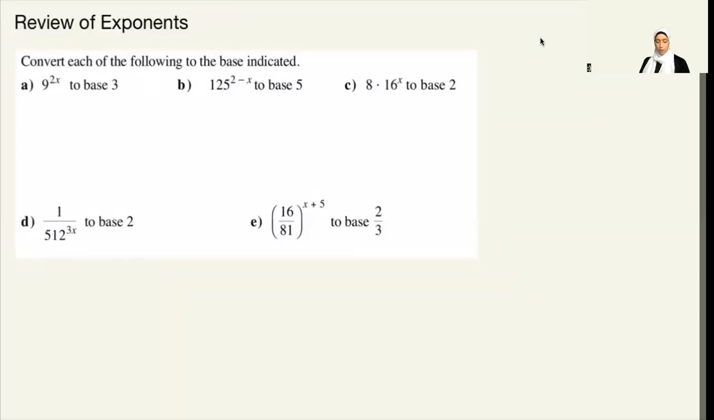So we're looking at a review of exponents, and this question says, convert each of the following to the base indicated. Over here we have 9 to the power of 2x to base 3, right? So they want us to convert 9 to the power of 2x to have a base of 3. We know that 9 could be written as 3 to the power of 2. So instead of 9 to the power of 2x, it's 3 to the power of 2, to the power of 2x. And they want us to write this in simplest form.